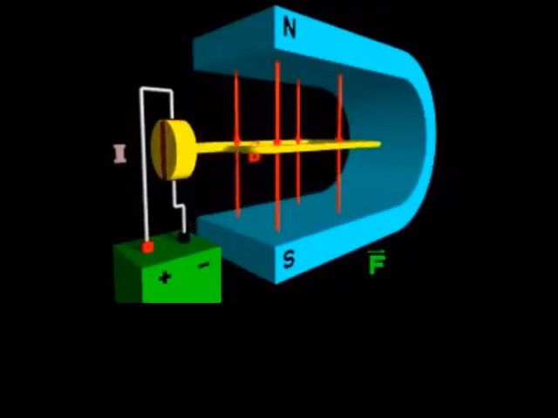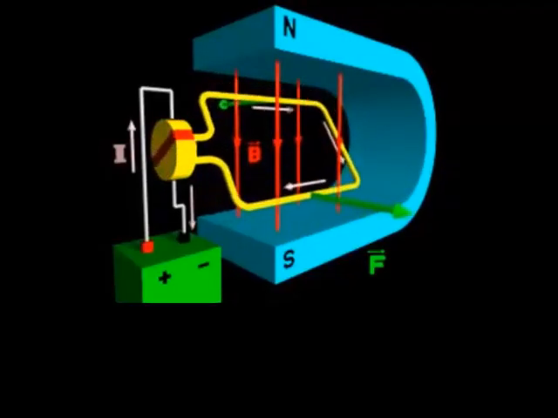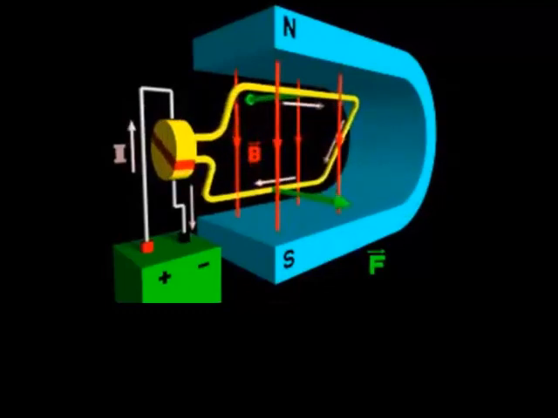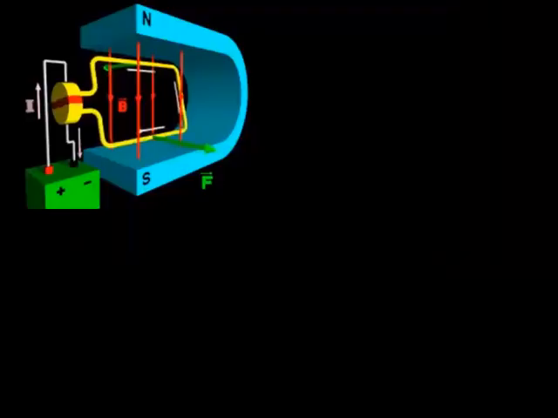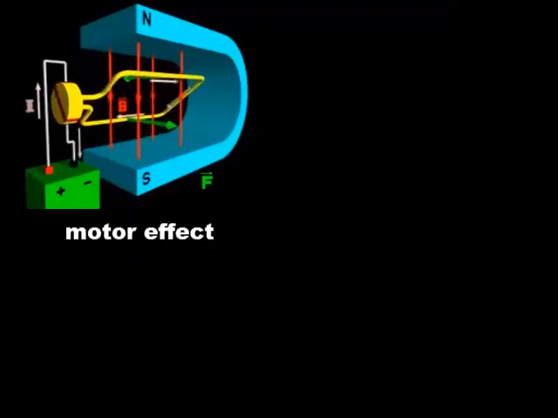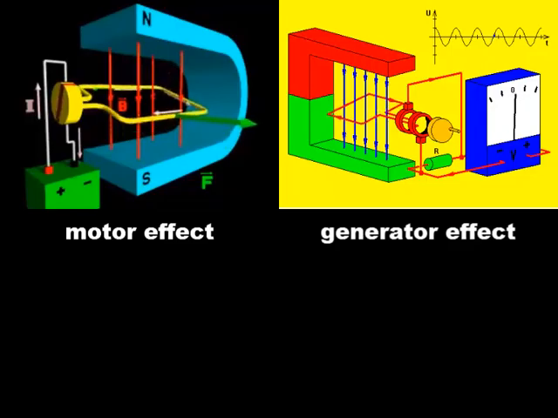An electric current in a coil is deflected in a magnetic field, which underlies the operation of the motor. Electromagnetic induction underlies the operation of a generator. We'll call the deflected wire the motor effect, and the law of induction the generator effect.